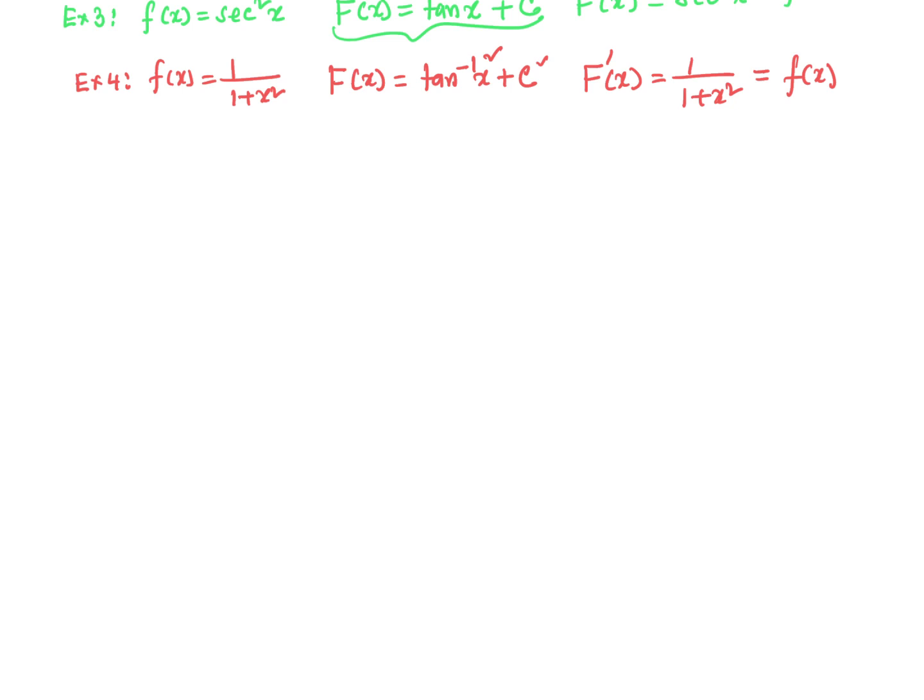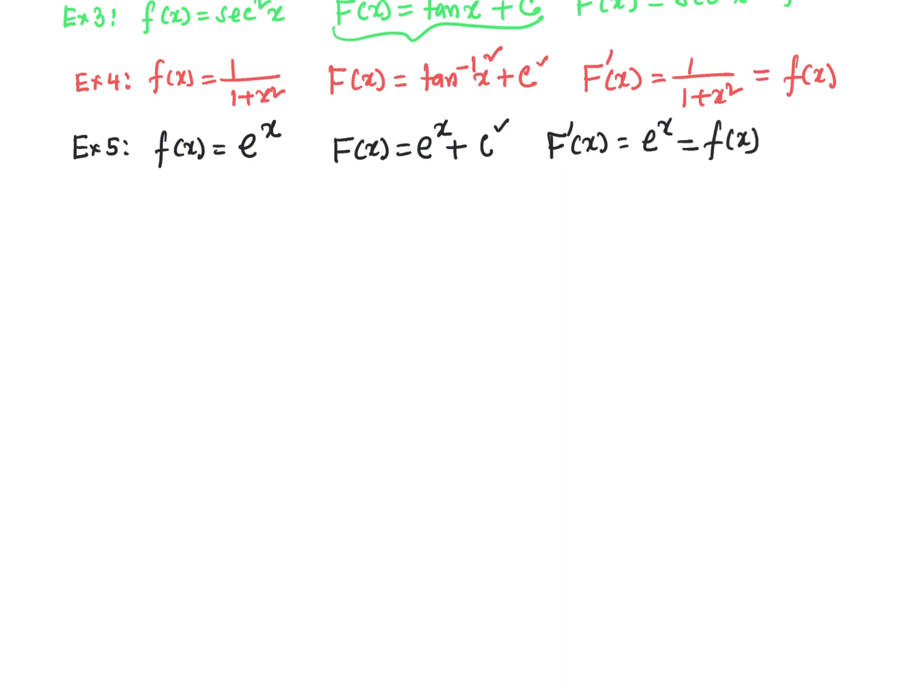So let's do an exponential function. Example 5. f of x is equal to e to the power x. This one is very easy. Why? Uppercase F of x is equal to e to the power x plus some constant c, because the derivative of uppercase F of x is just e to the power x, and the derivative of the constant is 0, so we don't care about that. That's going to be equal to f of x.